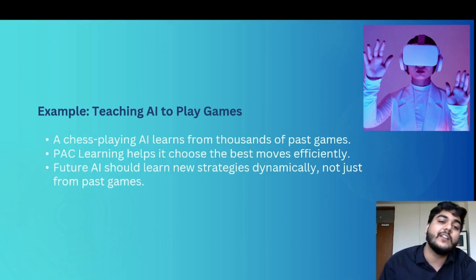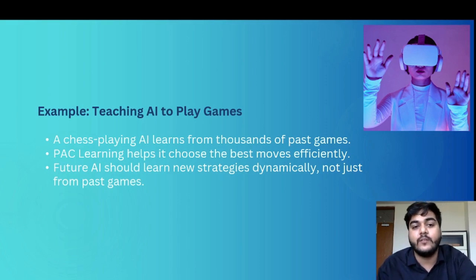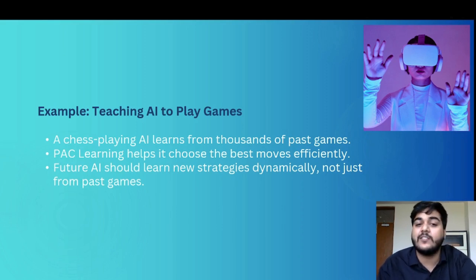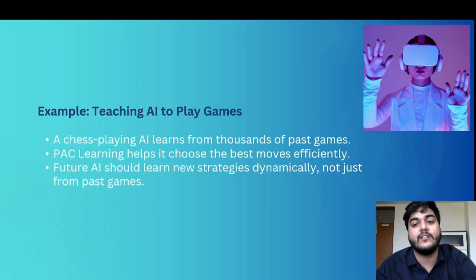Now, coming to an example, teaching AI to play games. Suppose we have an AI to play chess. A chess playing AI learns from thousands of past games. In PAC learning, it helps us choose the best move efficiently. Future AI should learn new strategies dynamically, not just from past games.